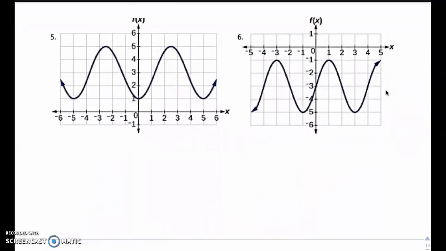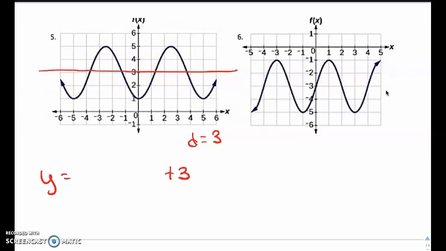Problem number 5. Now I don't think the midline is the x-axis. It can't be because my graph is way up above the x-axis. So trying to eyeball where that middle might be, it looks like it's about here. So that means my d value must be 3. So therefore I know my equation is going to be something plus 3.